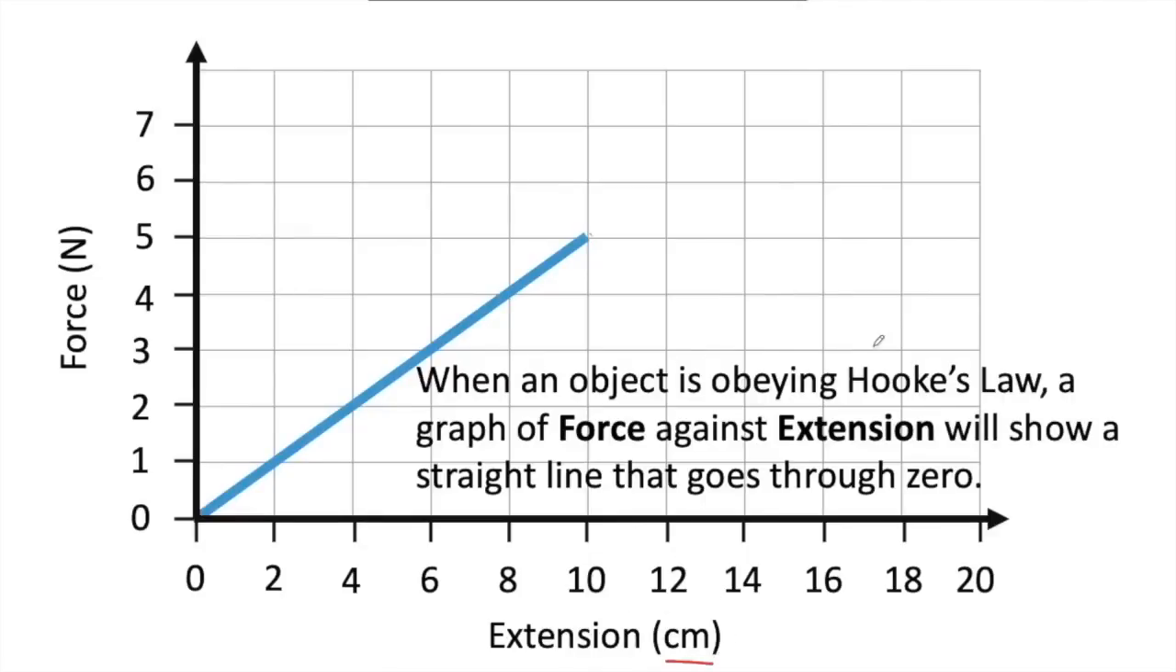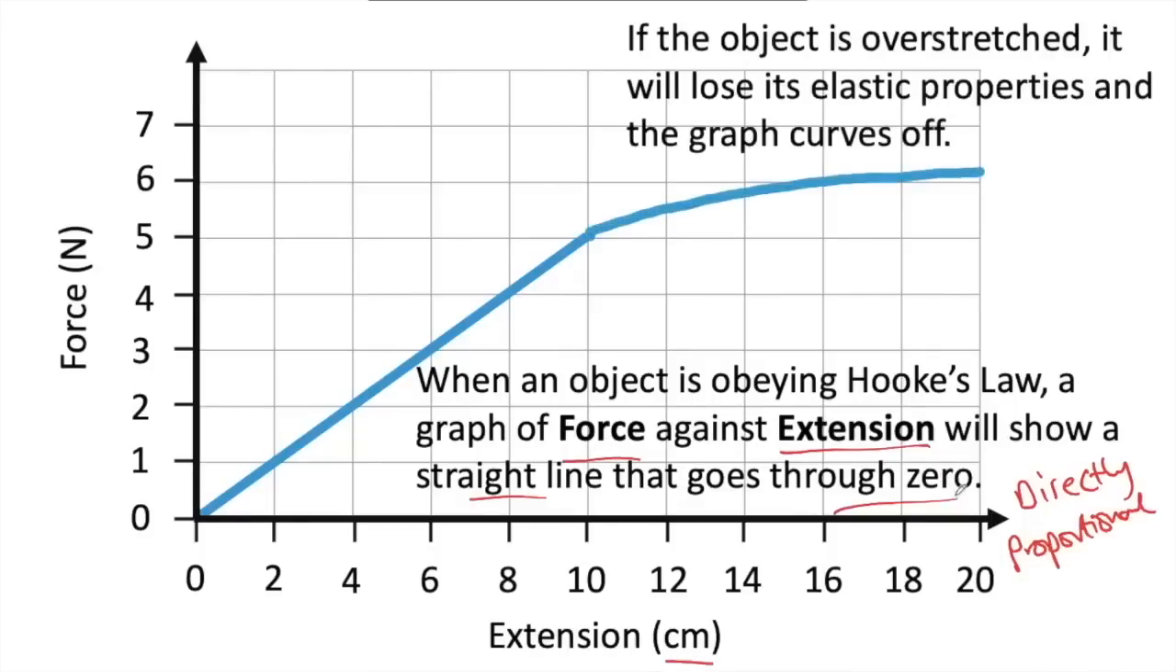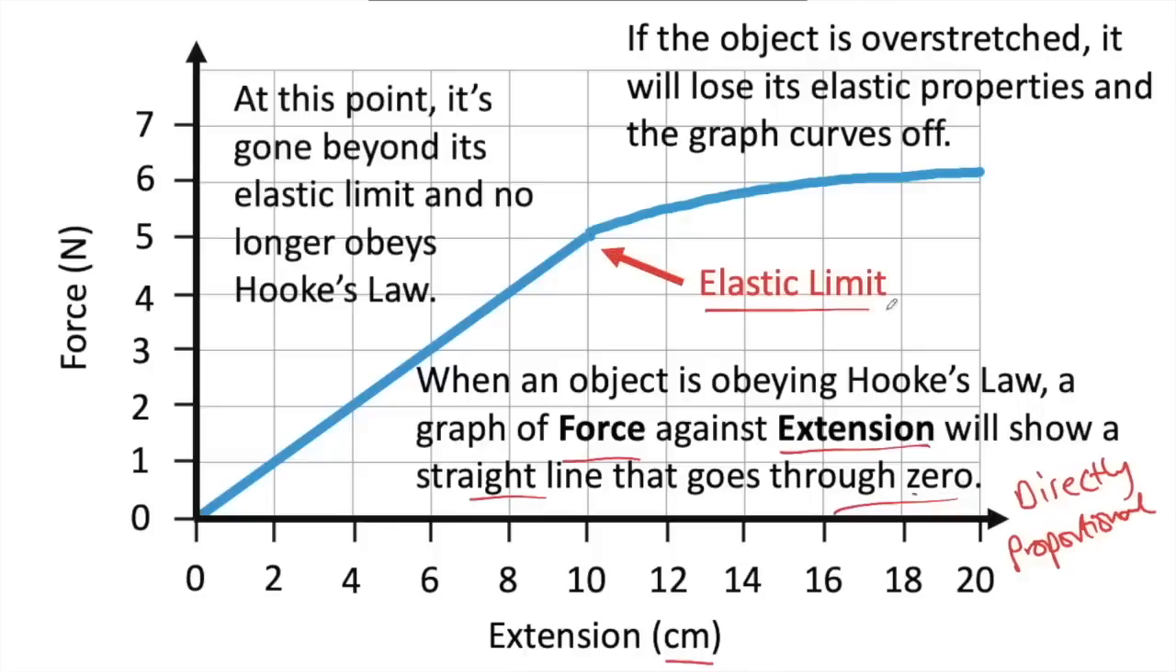When an object is obeying Hooke's law, a graph of force against extension will show a straight line that goes through zero. Remember, this relationship is called directly proportional. Any straight line through zero is directly proportional. If the object is overstretched, it will lose its elastic properties and the graph curves off. This point here we'd call its elastic limit, or limit of proportionality, because that is the point where it is not proportional anymore. At this point, it has gone beyond its elastic limit and no longer obeys Hooke's law.